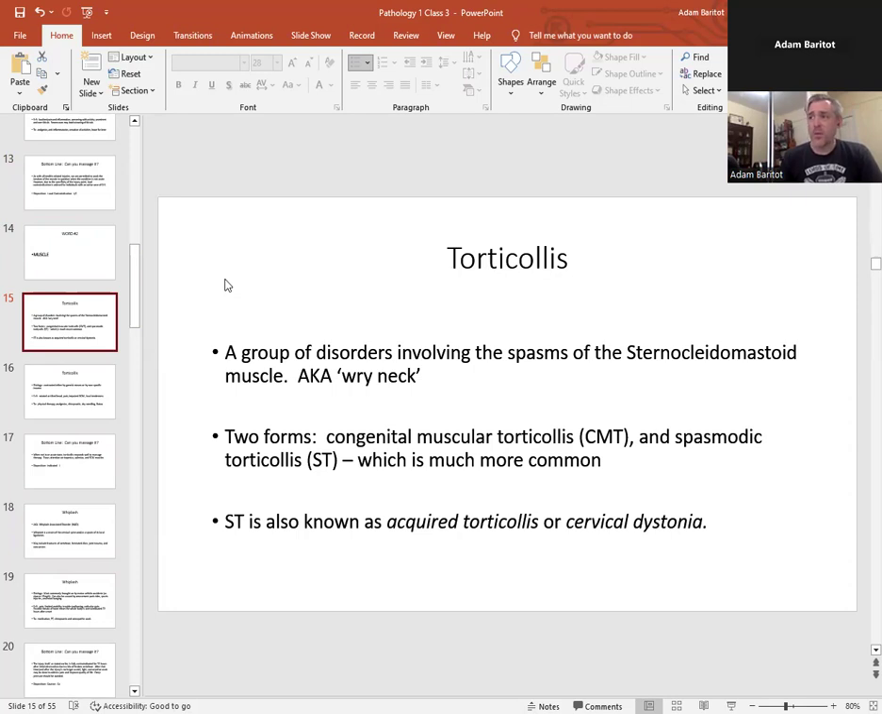There are 2 forms of torticollis, the 2 main forms. Congenital muscular torticollis is a genetic disease, and one that we can't necessarily fix. The one that is due to misalignment and muscle activity is spasmodic torticollis, or ST. It's much more common. ST is also known as acquired torticollis because you develop it over time. It's also known as cervical dystonia.